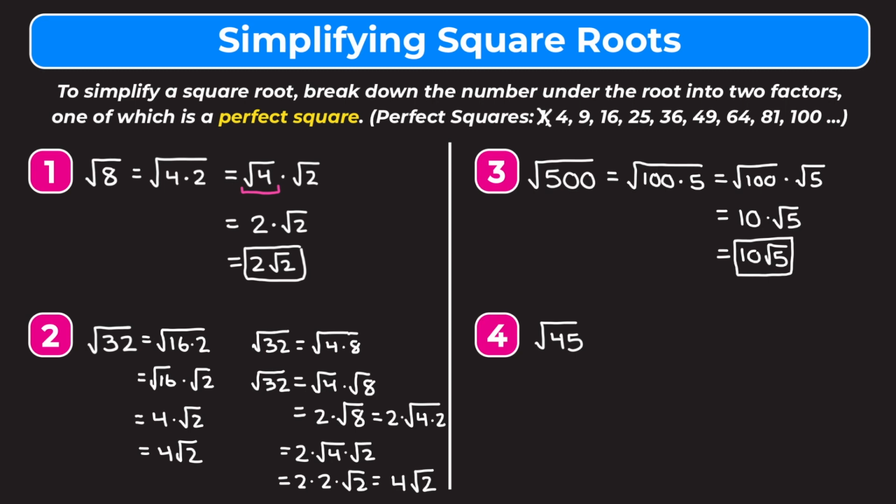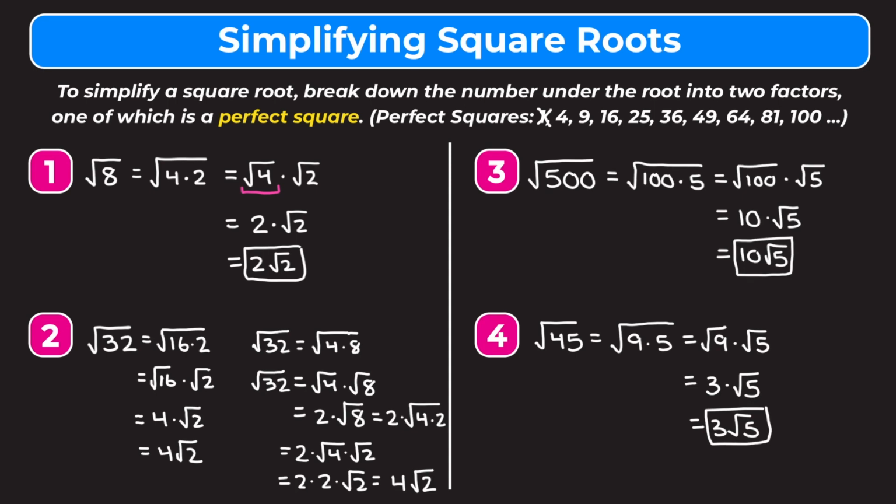And example 4 is the square root of 45. So again, take a second and think about the factor pairs of 45 and see if you could find one that has a perfect square. So 45 can be broken down into 9 times 5, and 9 is a perfect square. So we're going to rewrite this as the square root of 9 times the square root of 5. And the square root of 9 is just 3. So we get 3 times the square root of 5. And this is just the same as 3 root 5.